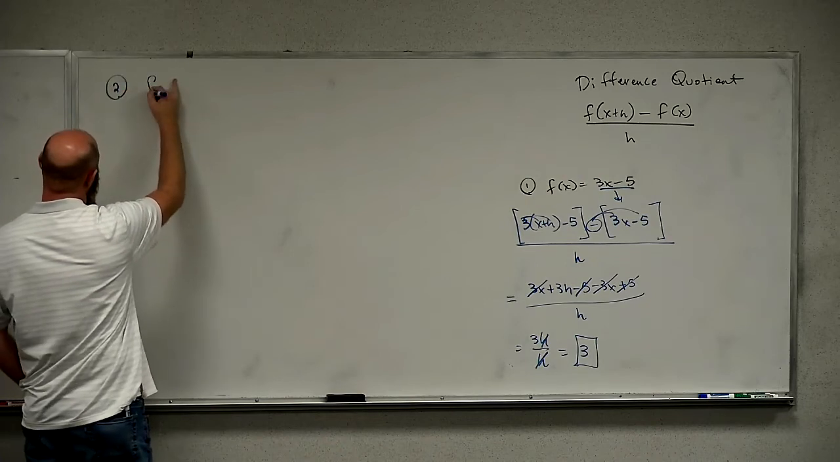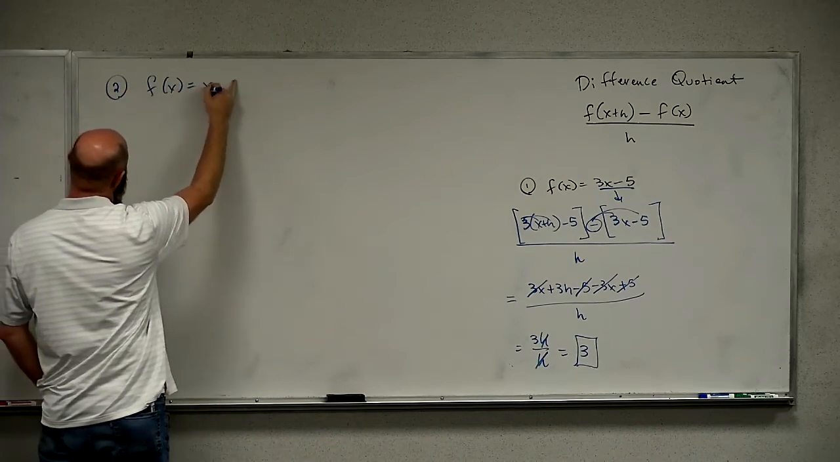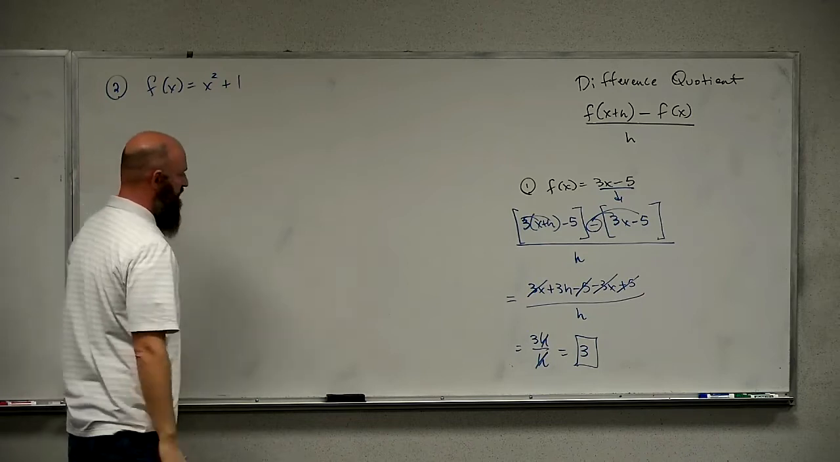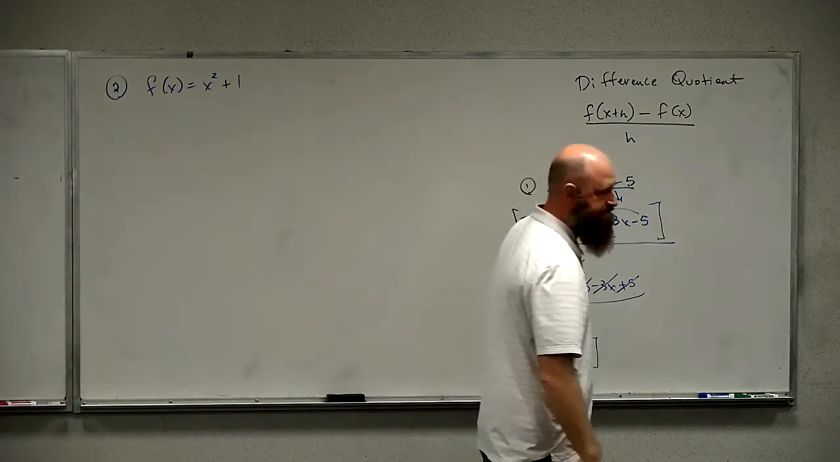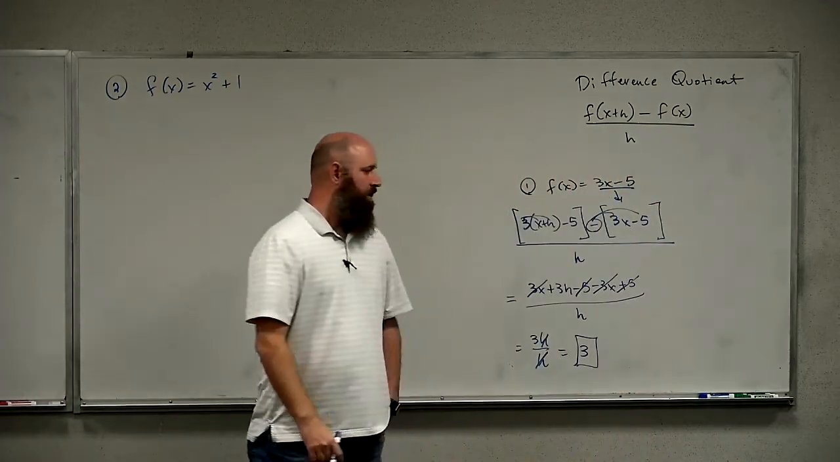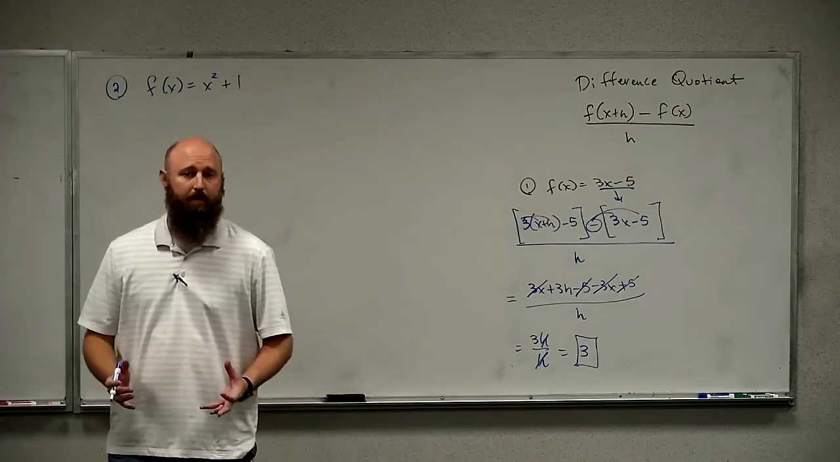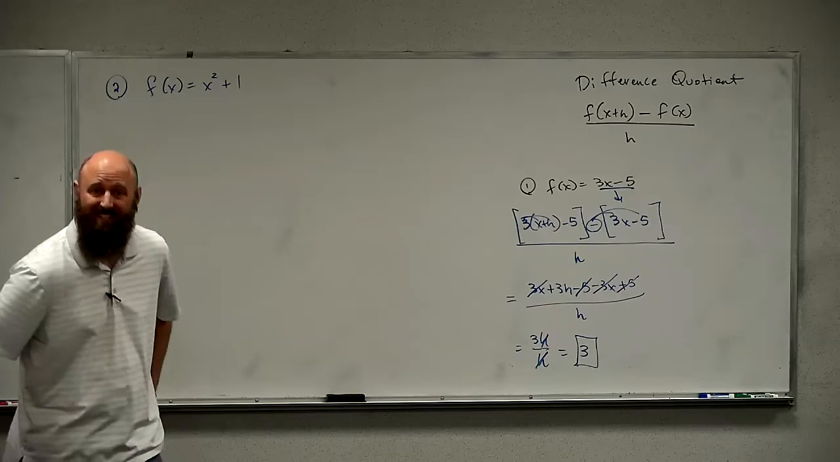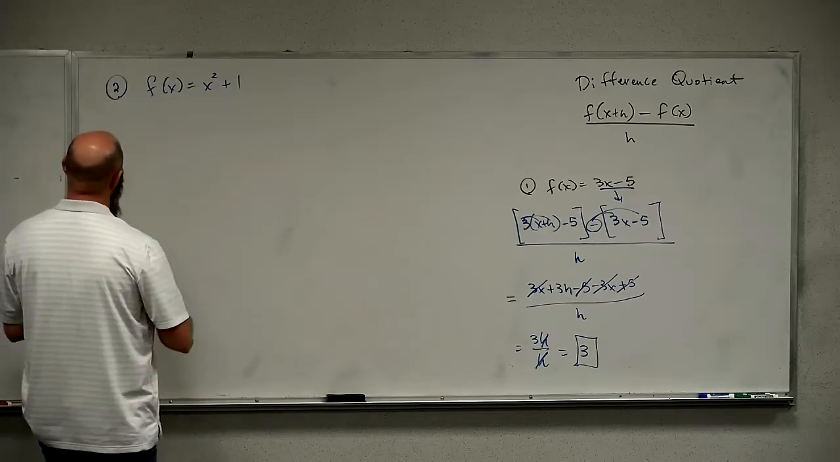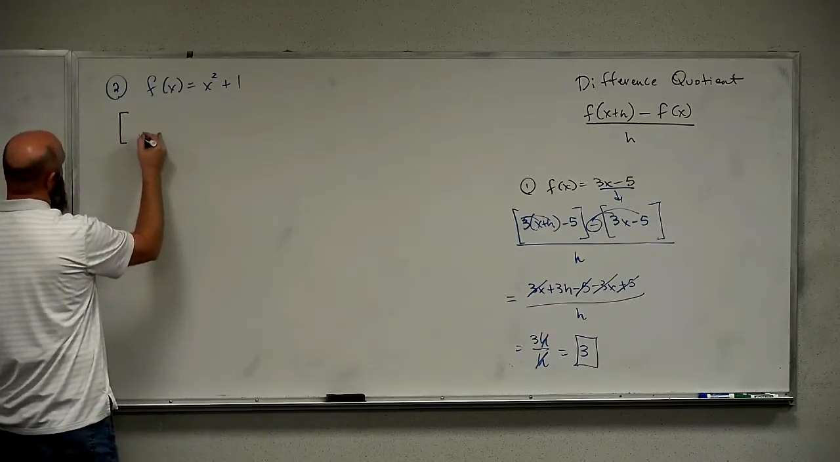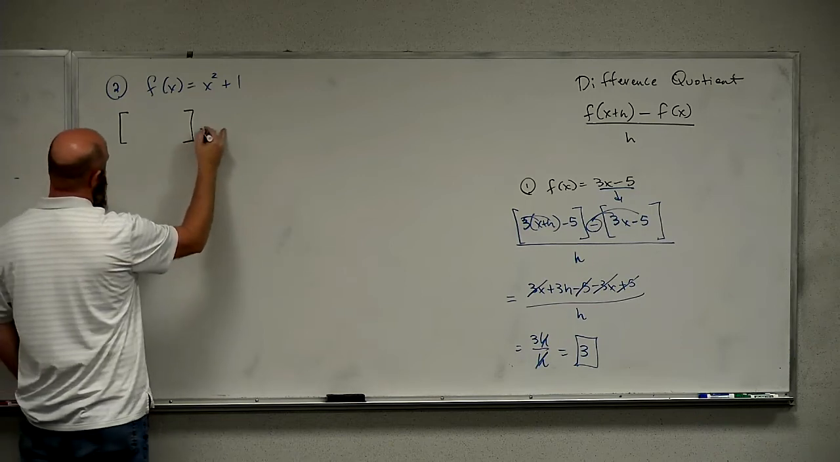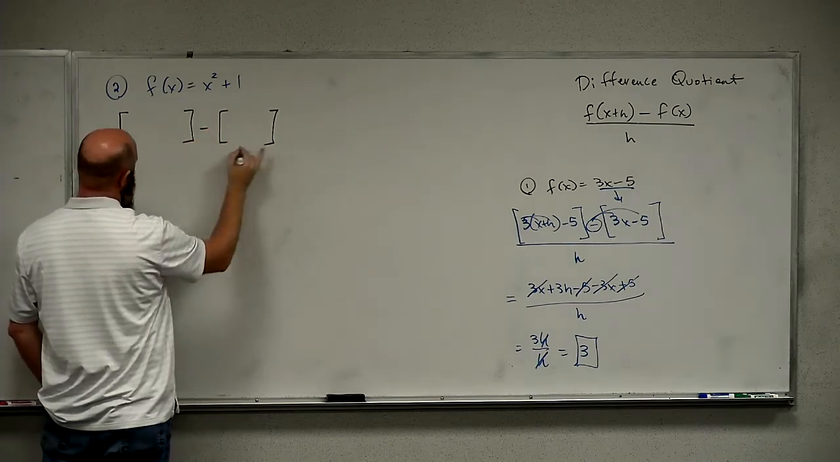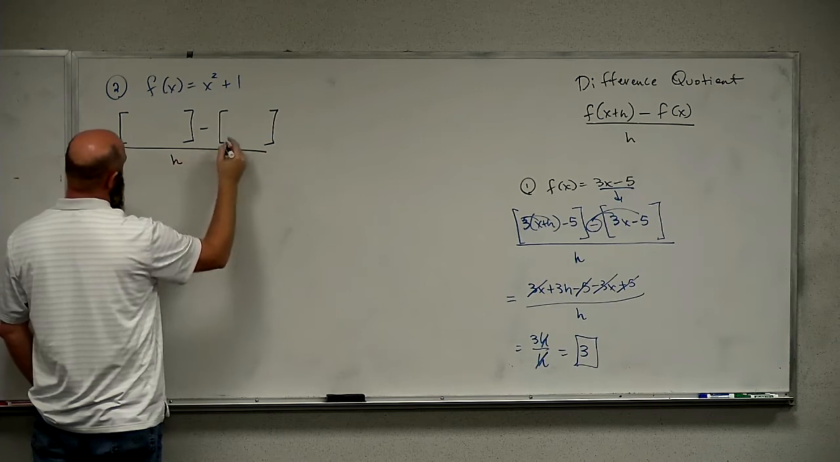So let's try again there. f of x equals x squared plus 1. Make sure I wrote that down correctly. Yeah. All right, so we're going to do the same process here on this one. We're going to break it up, distribute, do the things that we need to do. Okay. All right. So here we've got first piece, second piece, and then all divided by h.